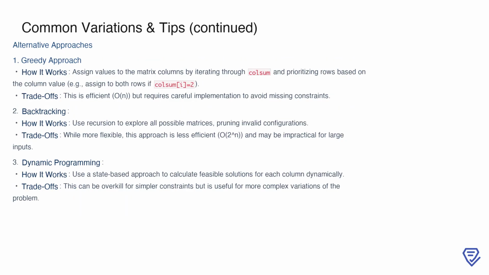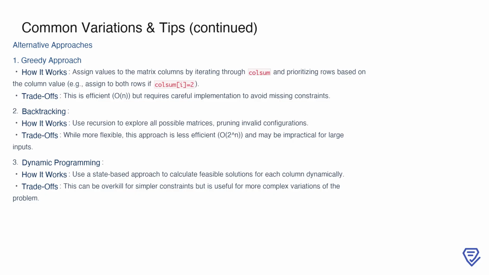There are several alternative approaches to solving this problem. The greedy approach is one of the most efficient. It works by iterating through the colsum and assigning values to the matrix columns based on the column values, such as assigning to both rows when colsum[i] equals 2. While efficient with a time complexity of O(n), this approach requires careful implementation to ensure all constraints are satisfied.